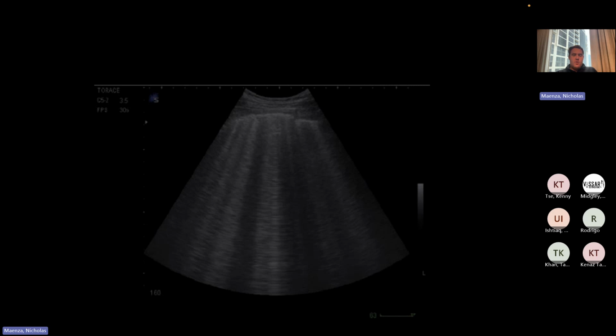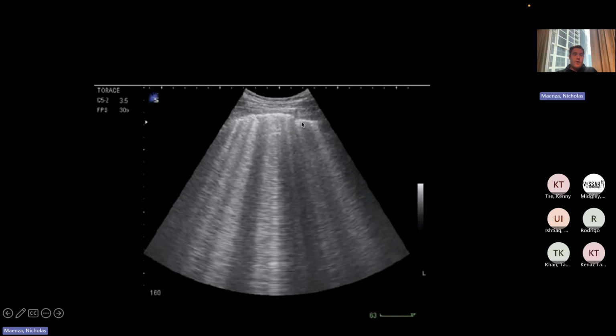So for lung ultrasound, if you have something like pulmonary edema, which we'll talk about in a bit, you have fluid in the interlobar septa. So you have fluid surrounded by all that air. You get these bright white lines shining down from the pleura.